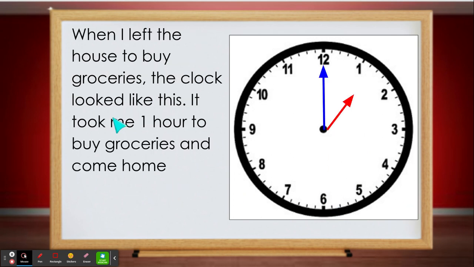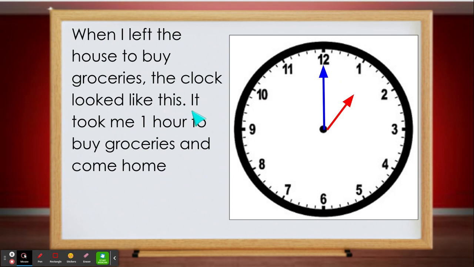All right, let's try another one. When I left the house to buy groceries, the clock looked like this. Let's stop right there. Look at the clock. The clock shows the hour hand at 1 and the minute hand at 12, which is o'clock, so it's 1 o'clock. It took me 1 hour to buy groceries and come home.